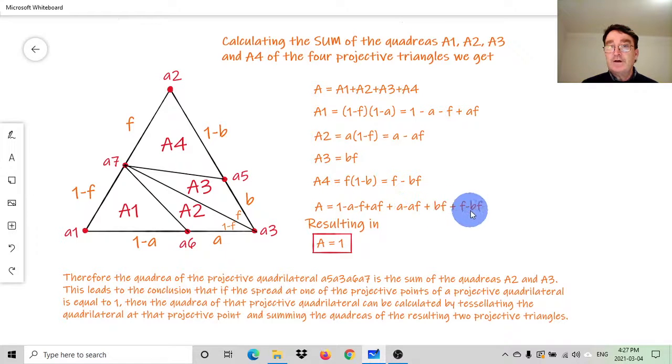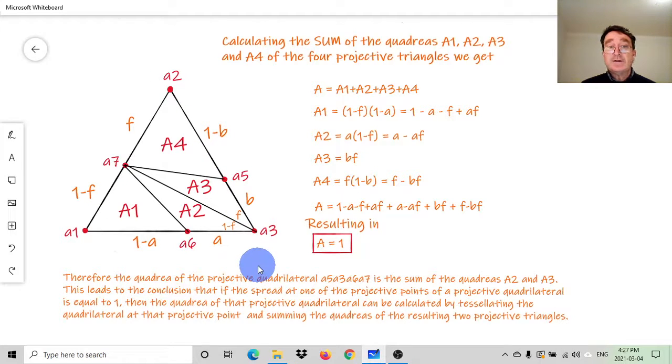And you see everything cancels except for the 1. So this results in a quadria of summing the four projective triangles to give a result of 1. And that's equal to the quadria of the larger triangle, projective triangle A1, A2, A3.